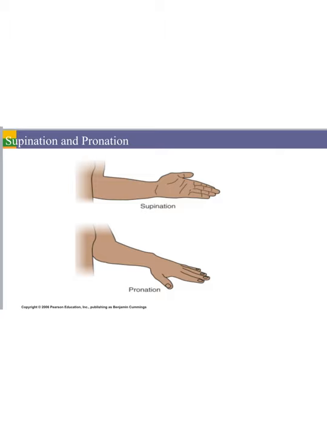Supination is rotating the forearm at the elbow so that the palm is facing up. And I always remember this, I used to remember it with soup. Like if you cupped your hand, you could hold some soup in it, maybe. And then pronation is turning it the other way, so palm down. So pronation is palm down.